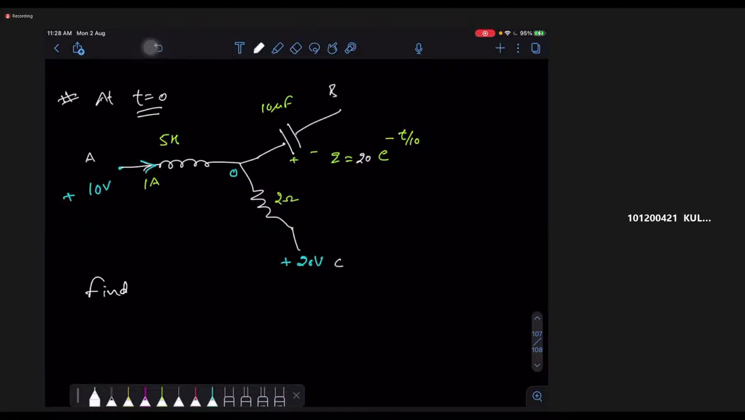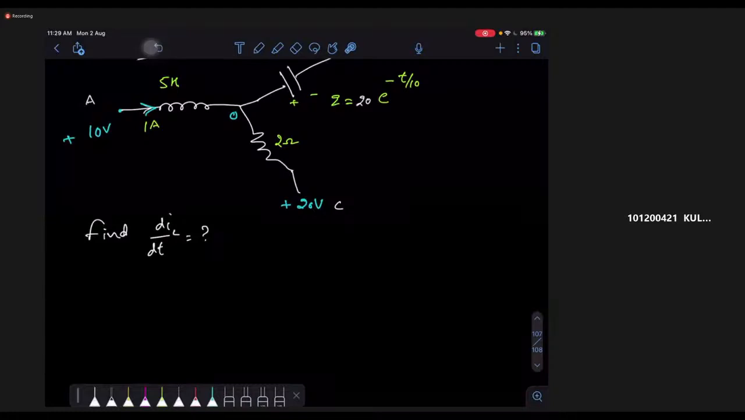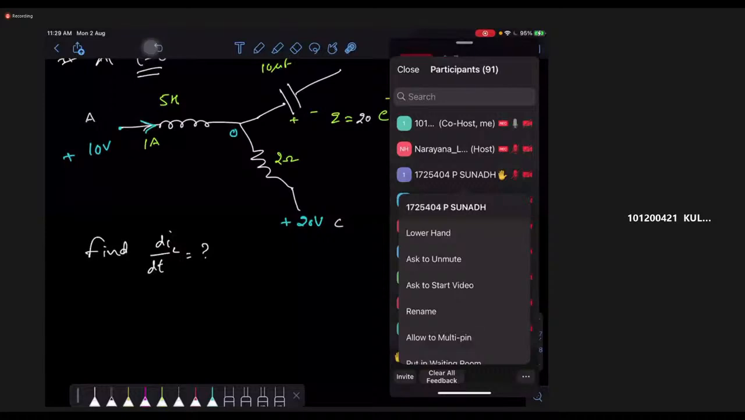So the simplest thing is to find the derivative of current in the inductor. How the current in the inductor is changing, the rate of change of current in the inductor. The rate of change of current in the inductor depends upon the potential across the inductor. Okay, so the potential at A I know. I don't know the potential at the O. So I want the potential here at the O. This potential you can find out by applying the Kirchhoff laws. Yes or no?